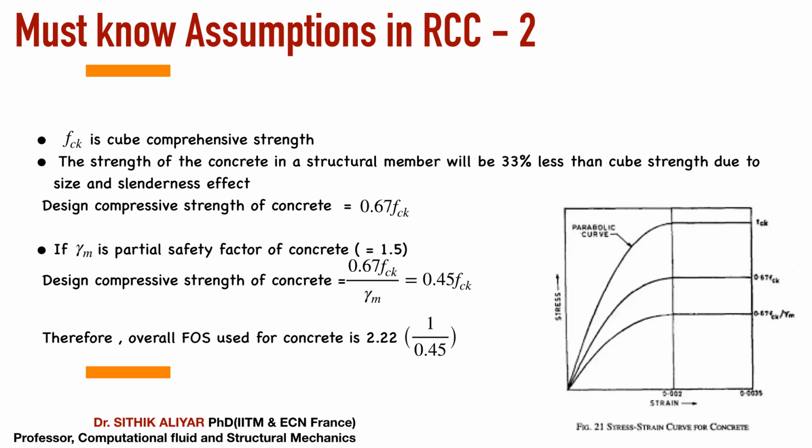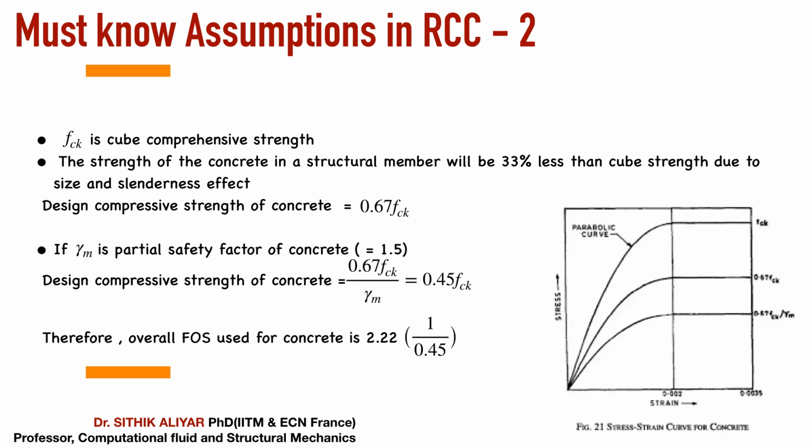I hope I made all the values on the right side clear. On the graph, it is FCK, 0.67 FCK, and 0.67 FCK divided by the partial safety factor. This 0.45 FCK is the design value we will use for designing the compressive strength of our beam.